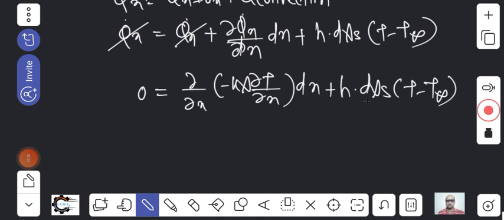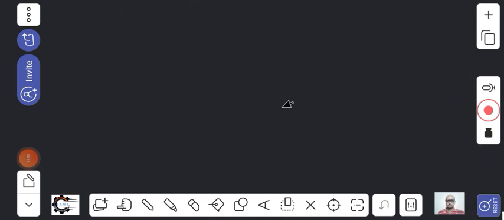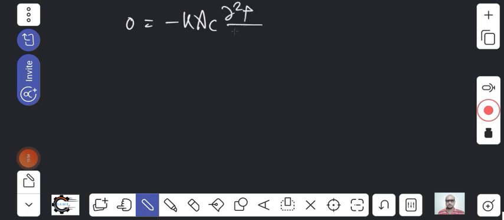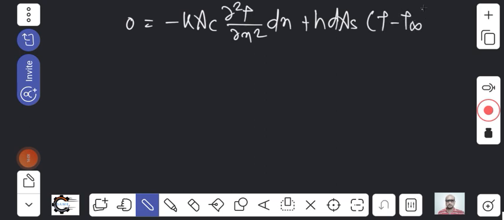Okay, see, where dA_s is the small elemental surface area which we have taken, as in the top I have shown. So here, from this I can write further. I'll take one more step, that is 0, which is equal to minus k A_c, which is the cross section, ∂²T/∂x² into dx, plus h dA_s. This is the surface area. The convection term is related with the surface area and conduction is related with the cross section, minus T infinity. Like this I can write.